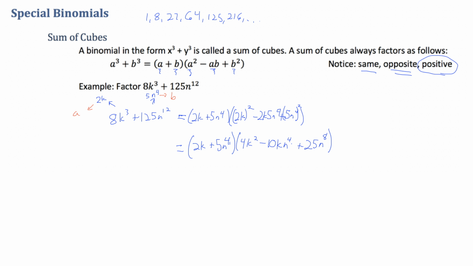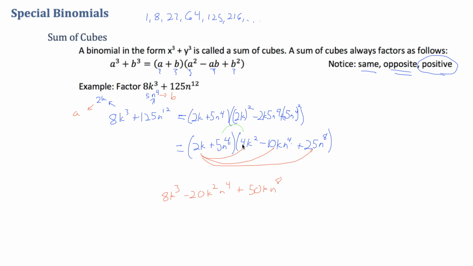We could multiply this back out if we wanted to show that multiplying this back out will in fact equal a cubed plus b cubed. Let's go ahead and do that really quickly. We're going to multiply here. That's 8k cubed. Multiply here, negative 20k squared n to the 4th. Multiply here, we get plus 50k n to the 8th. And this is looking a little iffy, like we have these extra terms here, but just wait, those will actually disappear, kind of.